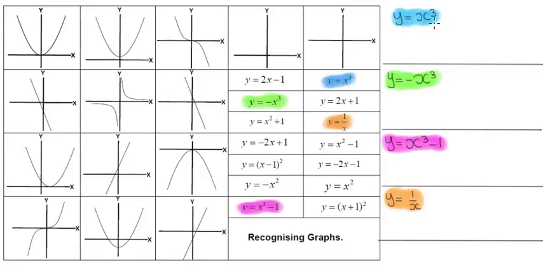So let's first think about y equals x cubed. So the shape of an x cubed graph, hopefully you know, looks like a weird kind of S shape. Okay, and a negative x cubed graph is like the opposite. Okay, so it's like a backwards S. Okay, so it looks a little bit like that.